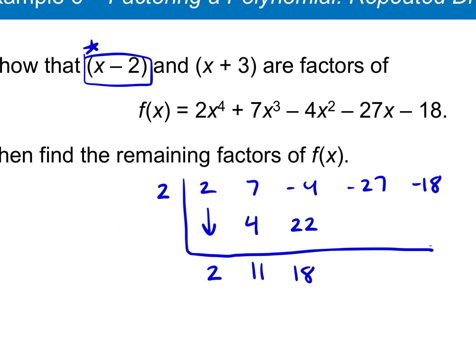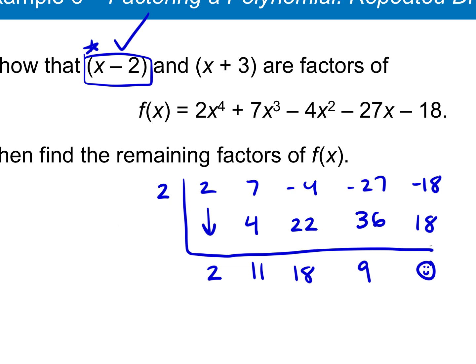18 times 2 would be 36. 36 minus 27 is 9. 9 times 2 is 18. 18 minus 18, 0. So our remainder is 0. Does that mean that it's a factor? Yep. So I can put a check mark. X minus 2 is a factor of our polynomial.